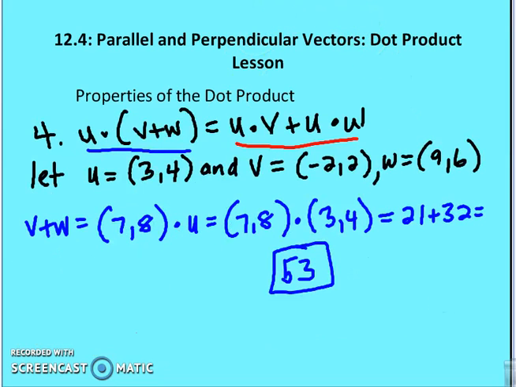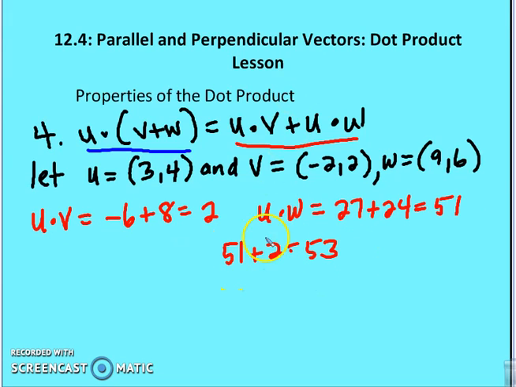Okay, then the last is u · (v + w) is equal to u · v plus u · w. And I've worked out the left-hand side of the equation. For u · (v + w), v plus w is (7, 8). u · (v + w) is (7, 8) · (3, 4), which is equal to 21 plus 32, which is equal to 53. So that's the left-hand side of the equation. I want you to work out u · v plus u · w. Let's see what you get while I pause here.